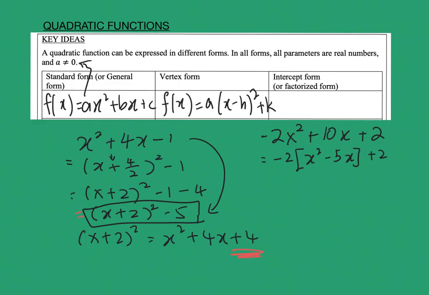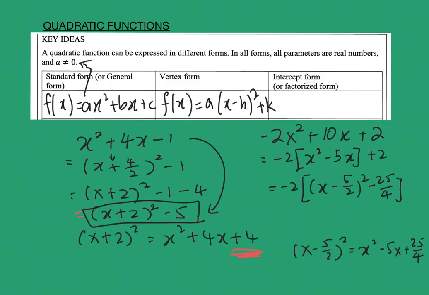Now I'm ready to complete the square. So negative 2, this is x minus 5 over 2, the whole thing squared. And remember, when you expand x minus 5 over 2 squared, you're going to end up with x squared minus 5x plus 25 over 4. So in this case, I have to subtract 25 over 4 from this expression here. And then I keep the plus 2 from the original expression.